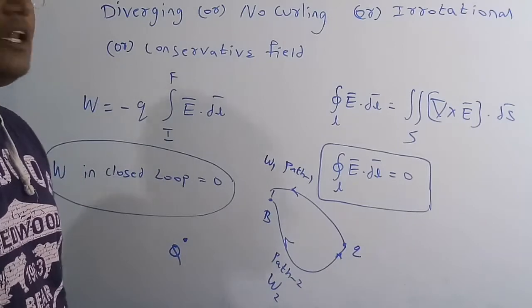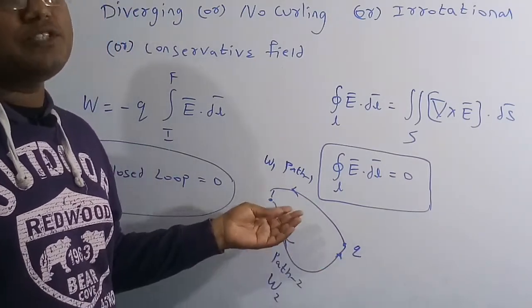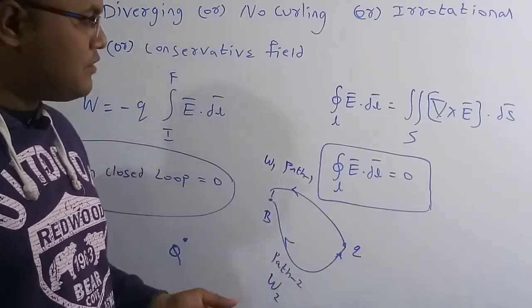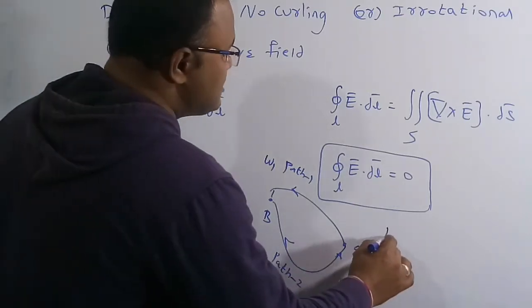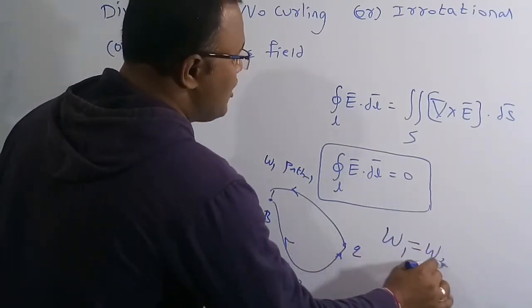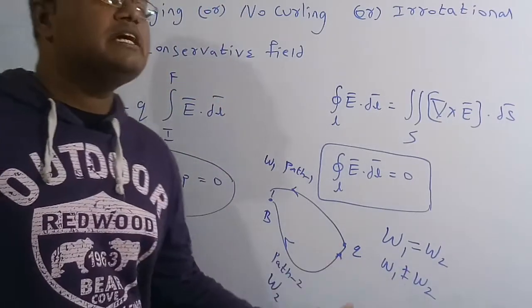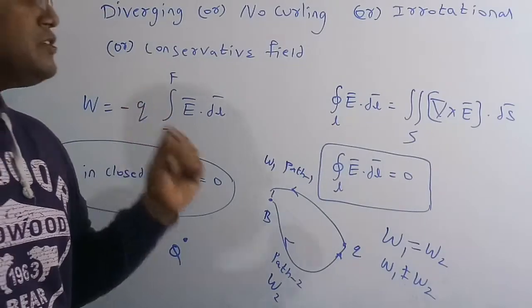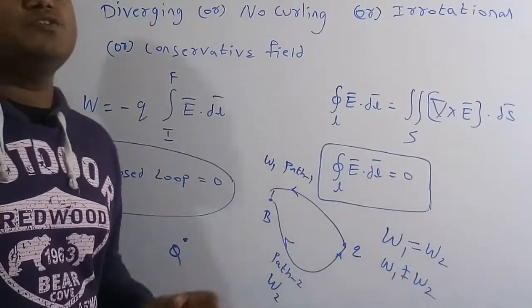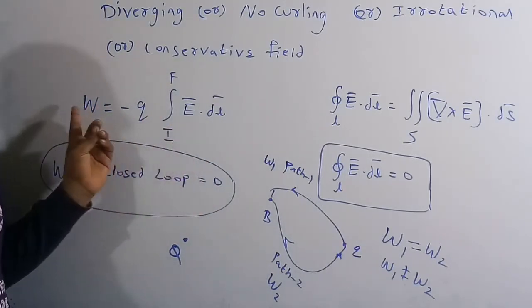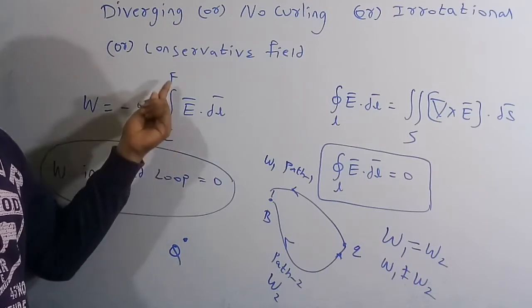So in a conservative field, whatever work you do only depends upon the initial position and the final position, but not on the path you are traveling. Therefore the work done in path 1 is equal to the work done in path 2. This is called a conservative field. If it is not equal, then we say it is a non-conservative field. Whenever the work done is independent of the path traveled and only depends upon the initial and final positions, that field is said to be a conservative field. Always in a conservative field, as you can see from the expression, the work only depends upon the initial position and the final position.